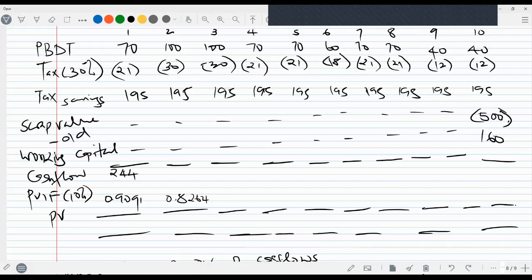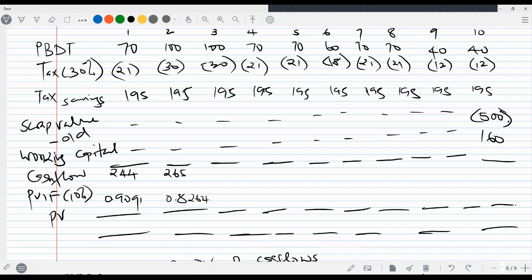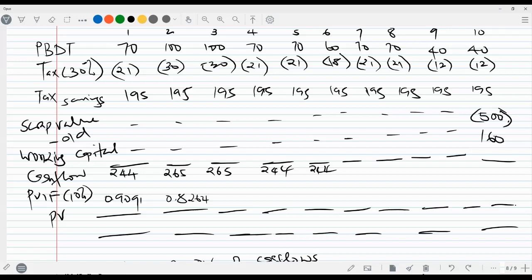Year two, I'm getting 265. Year three, 265. Year four, 244. Year five, 244. Year six, 234. Year seven, 244. No, year 7 is 244.